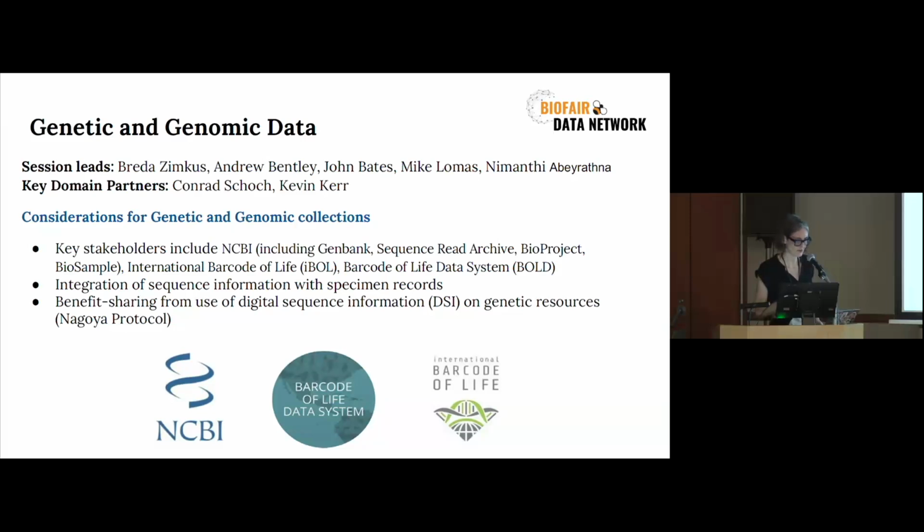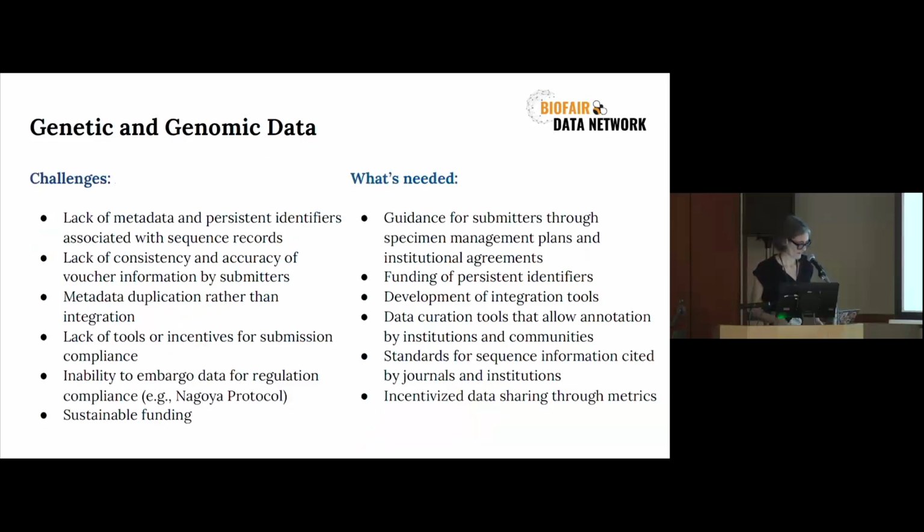a key stakeholder here. They also recognize that integration of sequence information with specimen records and benefit sharing from the use of digital sequence information on genetic resources are of particular concern. A few of the challenges this group is facing include a lack of metadata and persistent identifiers, lack of consistency of voucher information, and metadata duplication rather than integration. They identified several needs, such as funding of persistent identifiers, development of tools for data integration and data curation, and standards for sequence information cited by journals.